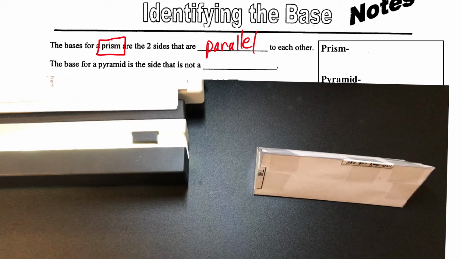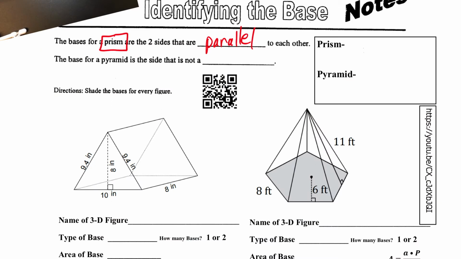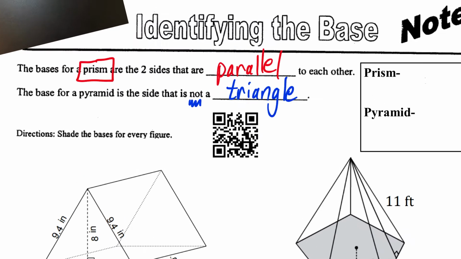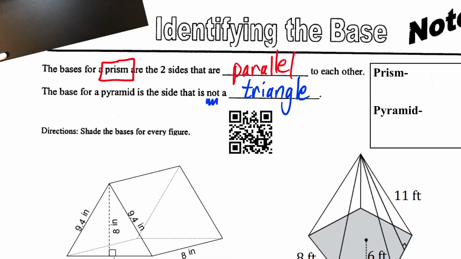Now, next, how can you tell what the bases of a pyramid are? The base of a pyramid is the side that is not a triangle. And of course, there's an exception to that. If you're dealing with a triangular pyramid, then that's not true because in that case, one of the triangles is the base. But again, most of the time, this is going to get you where you need to be. On a pyramid, the base is the side that's not a triangle.